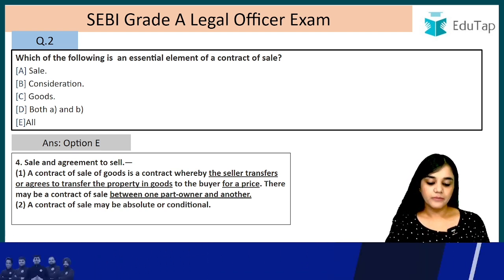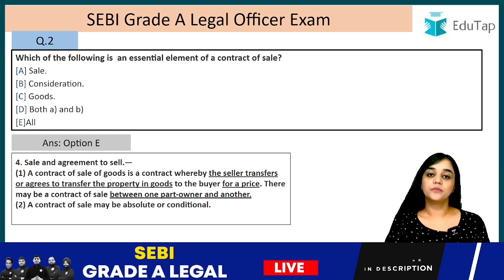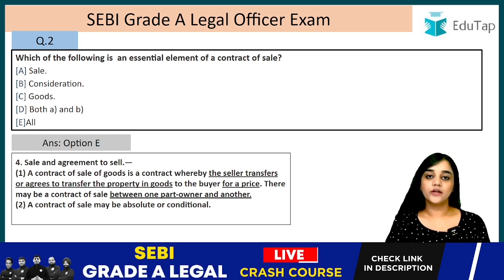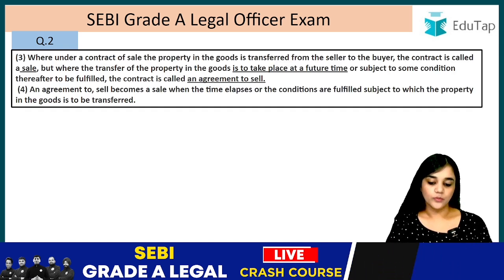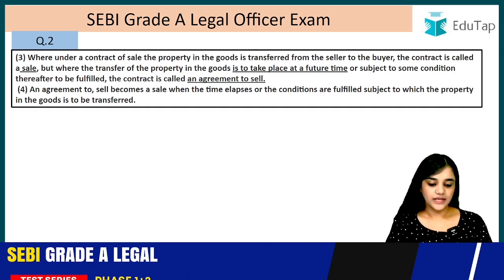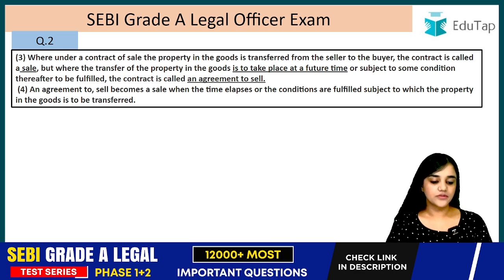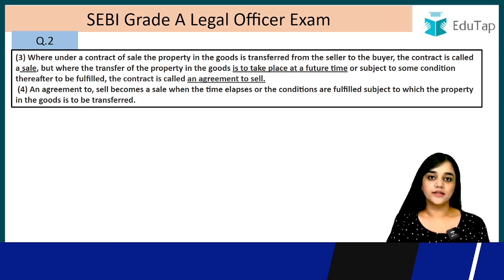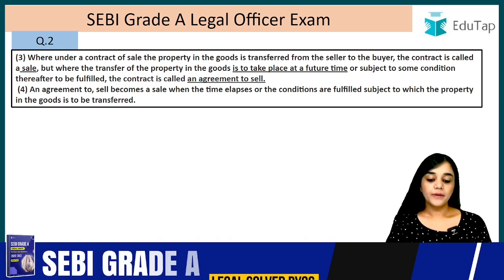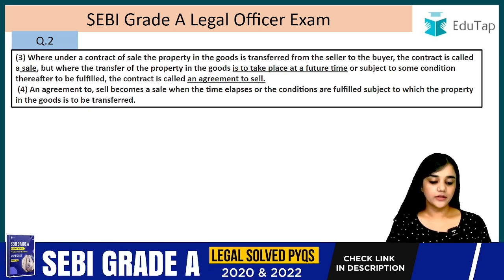A contract of sale may be absolute or conditional. It could be absolute or it could be dependent on a condition as well. Where under a contract of sale, the property in the goods is transferred from the seller to the buyer, the contract is a sale. If the transfer of property is happening immediately, then in that case it is termed as a sale. But where the transfer of property in the goods is to take place at a future time, right?